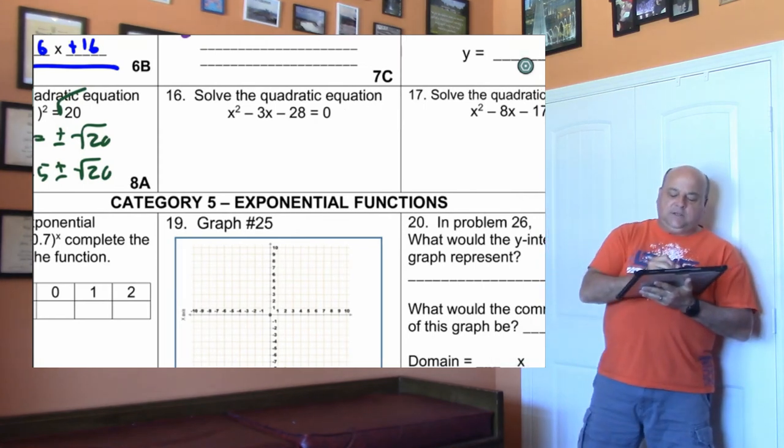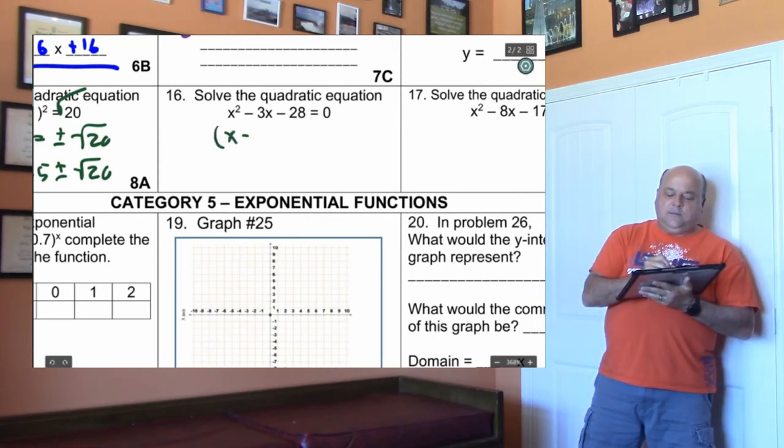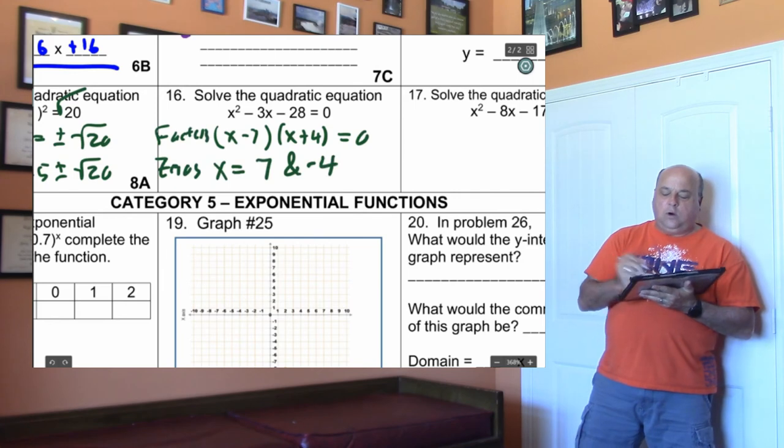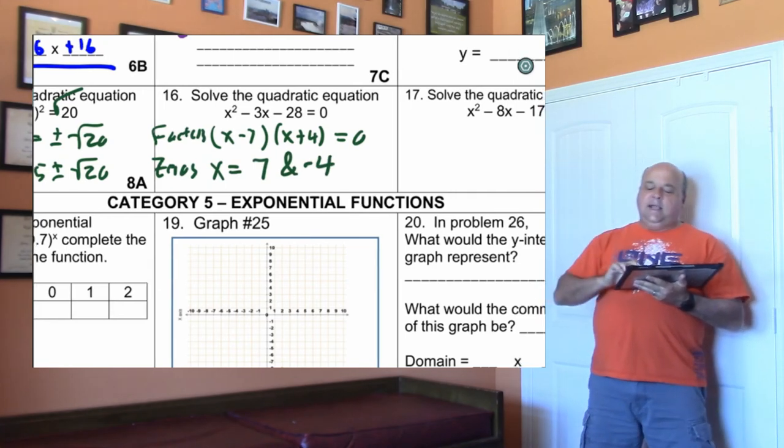We're going to factor this. So the factors of 28, this is going to be x minus 7 and x plus 4. These are the factors, and remember the zeros are opposites. So my zeros are going to be x equals 7 and negative 4, aren't they? Going to the next one.